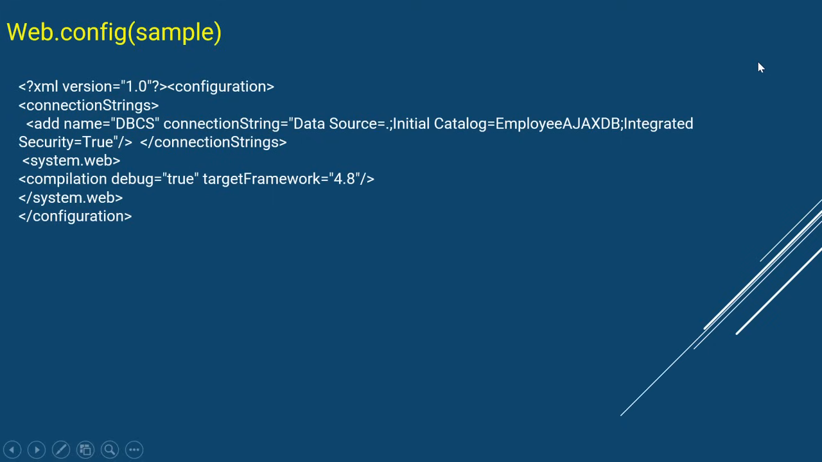This connection string is named dbcs, connects to the local SQL Server instance, and targets the database. The file also includes standard system.web settings, etc.